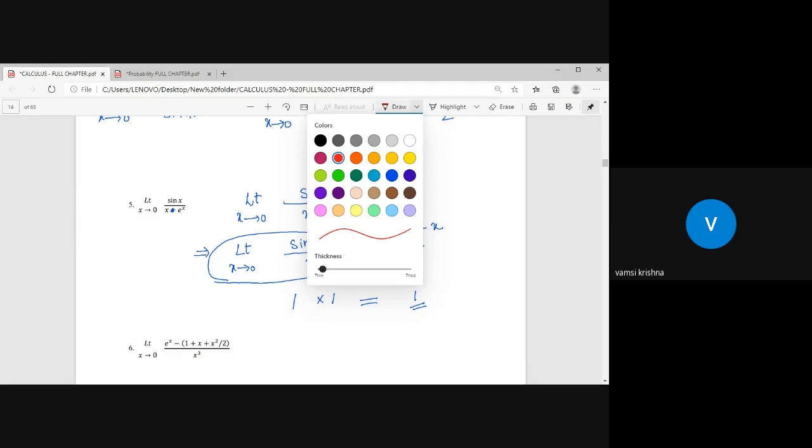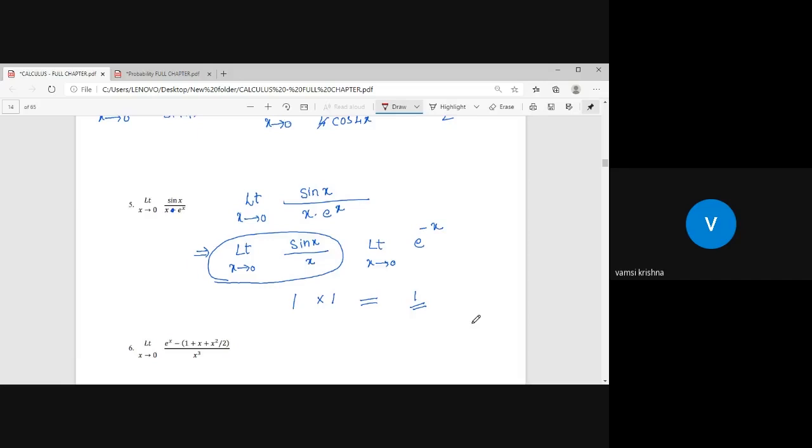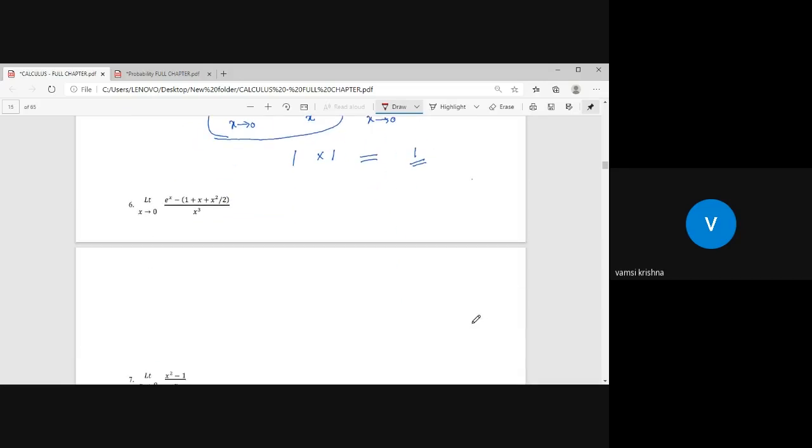Okay. I hope you are getting the concepts in the right way. Now limit x tends to 0. Evaluate this limit: e power x minus of 1 plus x plus x square by 2, all divided by x cube. So this is the question.